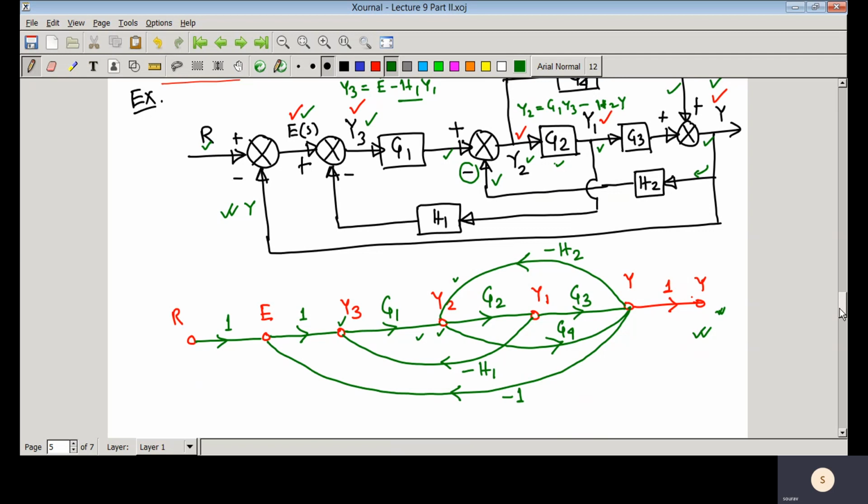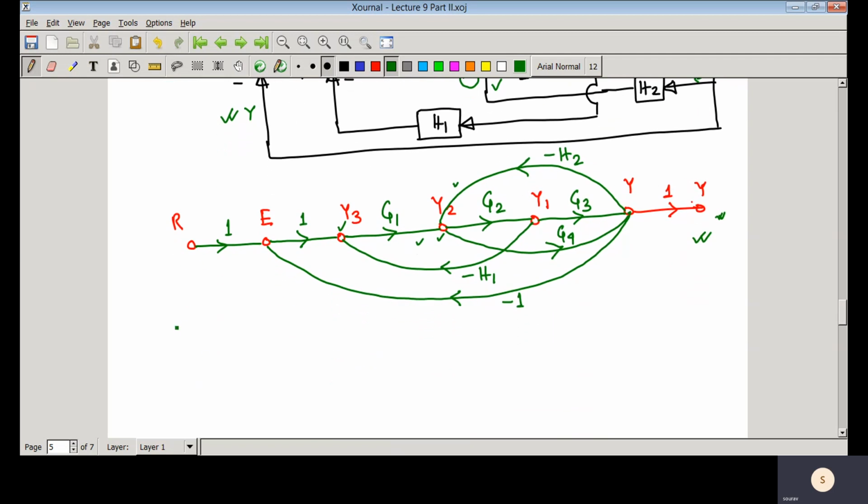So now we are interested in finding the transfer function from R(s) to Y(s), and here we will be applying the Mason gain formula. The first thing is you need to find the forward paths. One forward path I can see here. So this is that forward path. Is there any other forward path? Yes, there is one more forward path, this one. So two forward paths are there.